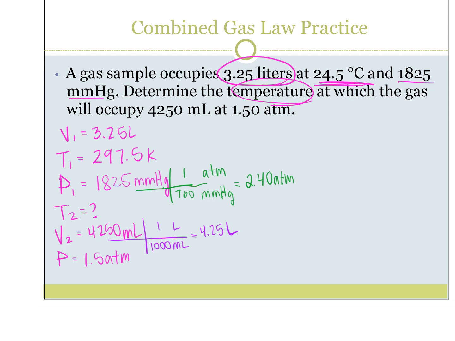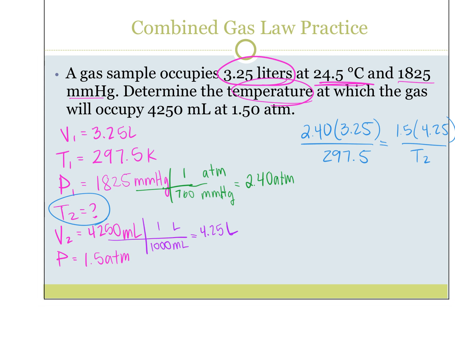So now let's go ahead and plug it into our combined gas law. So P1 times V1 over T1 equals P2 times V2 over T2. We don't know that, right? That's our question mark. So now that we're set up and we've got our variable right here by itself, we can kind of do a true cross multiply and divide, right? This would be multiplied by everything there and divide by everything here.